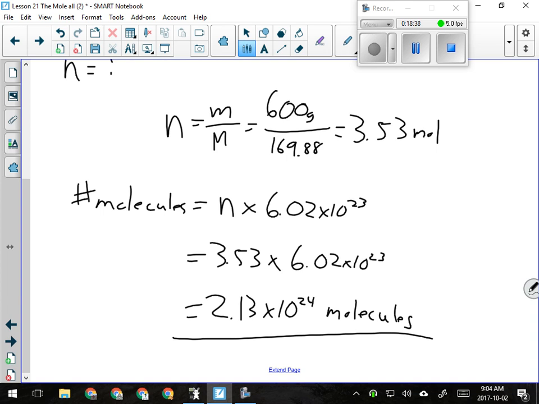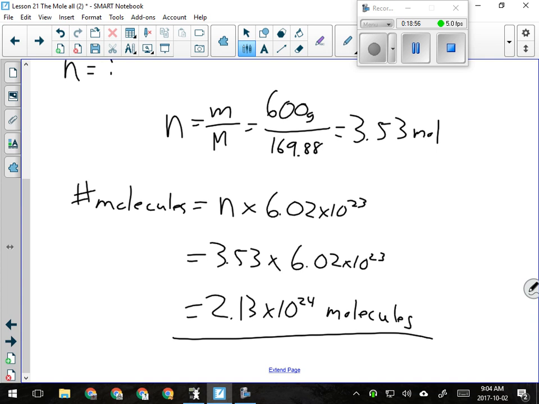Which notation would you like for our final answer? You could put either one. If you put an E there, I'll know what that means. Most of the time, this is the way we write it, typically.